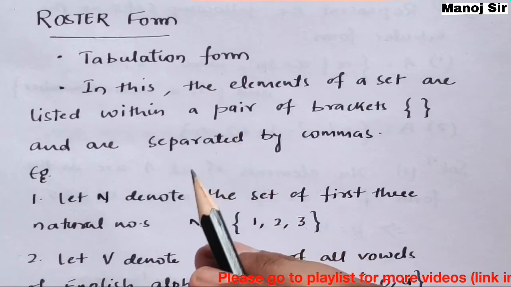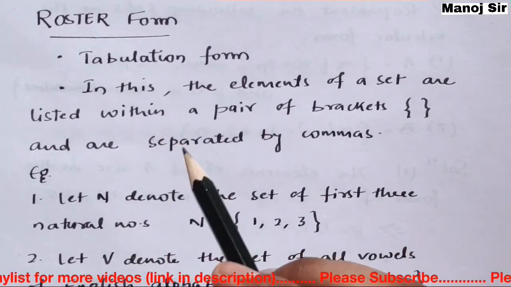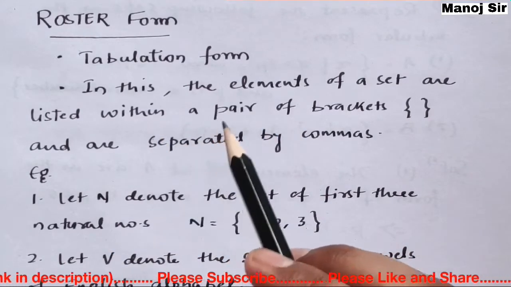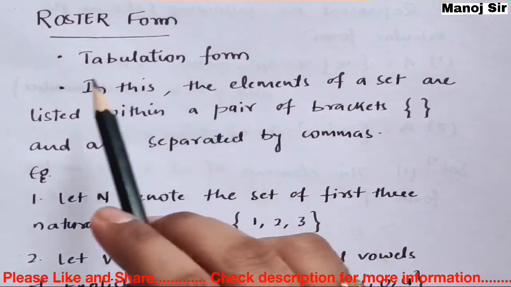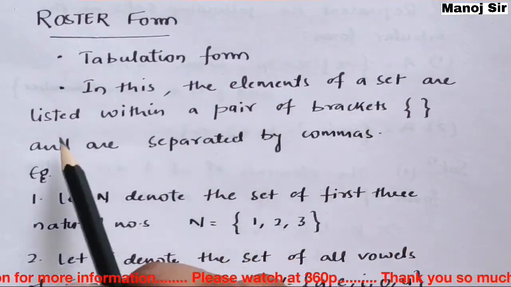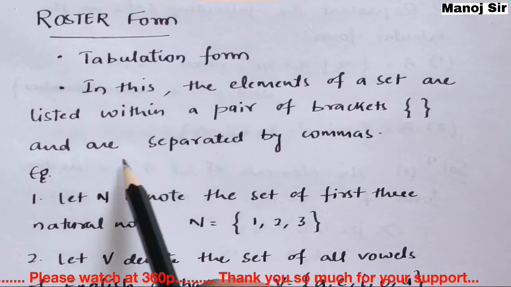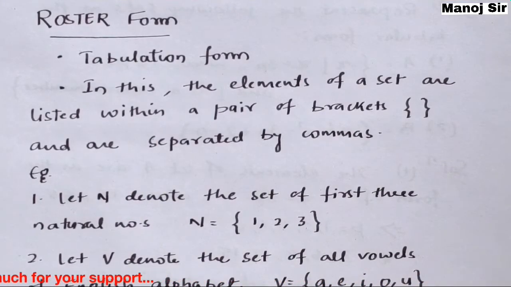If you have seen my first video, video number 1, I gave one example, A equals {a, b, c}, or whatever. That was the roster form. In that, the elements of a set are listed within a pair of brackets and are separated by commas. Let us see some examples.